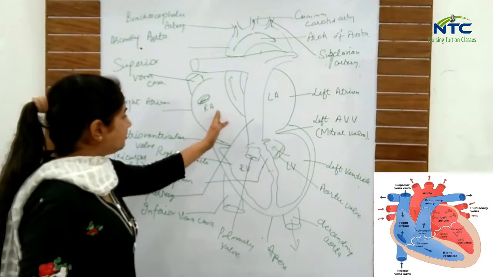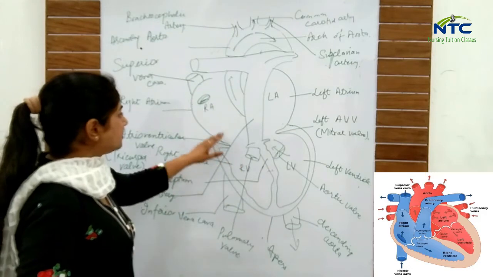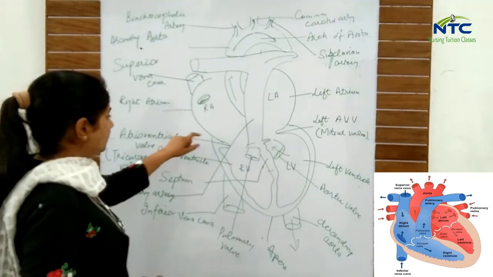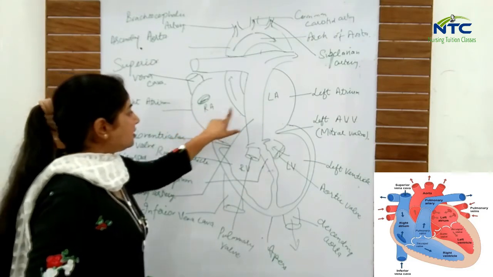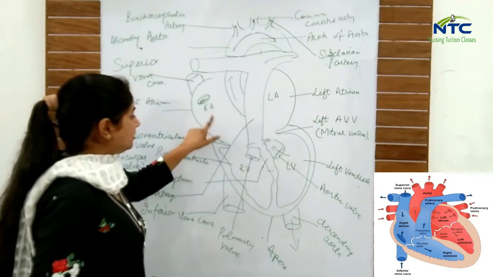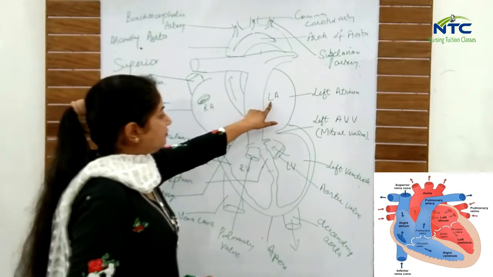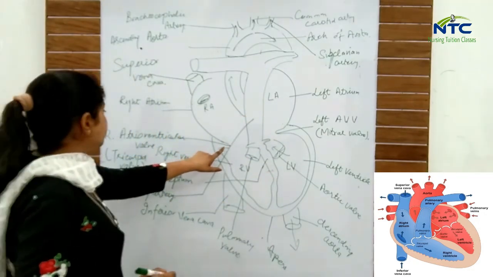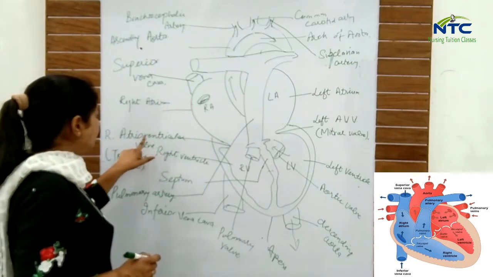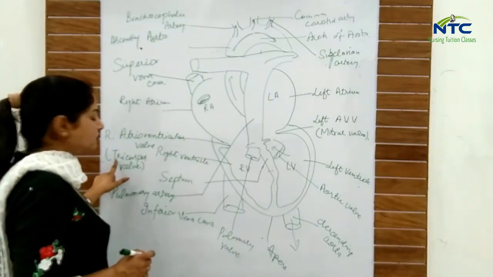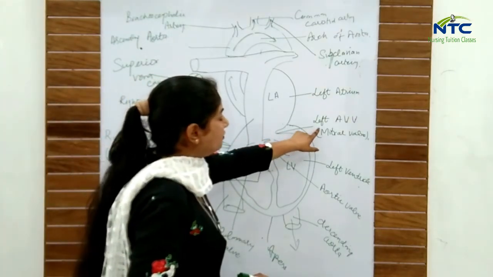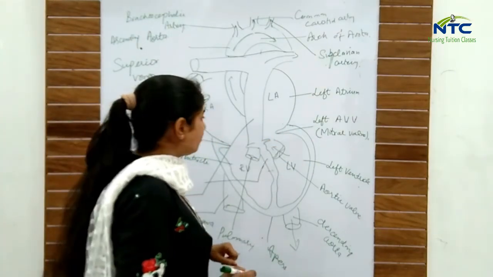Again each side is divided into upper and lower chambers with the help of atrioventricular valves. Then there are 4 chambers of the heart: right atrium, right ventricle, left atrium and left ventricle. The valve's name is the right atrioventricular valve, which is also called the tricuspid valve, and there is the left atrioventricular valve, which is also called the mitral valve.